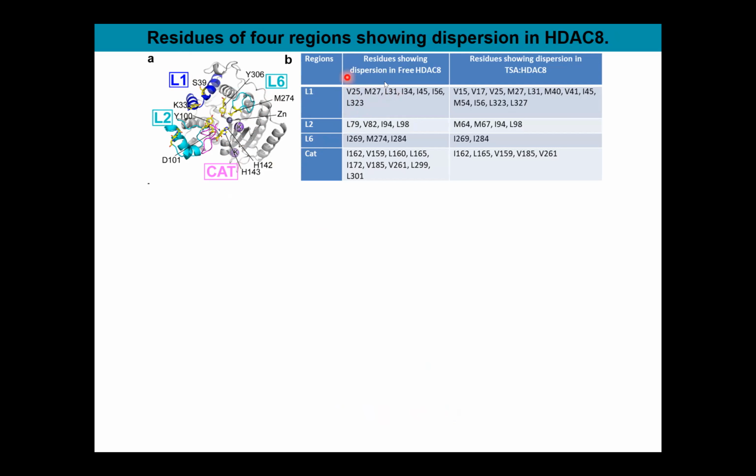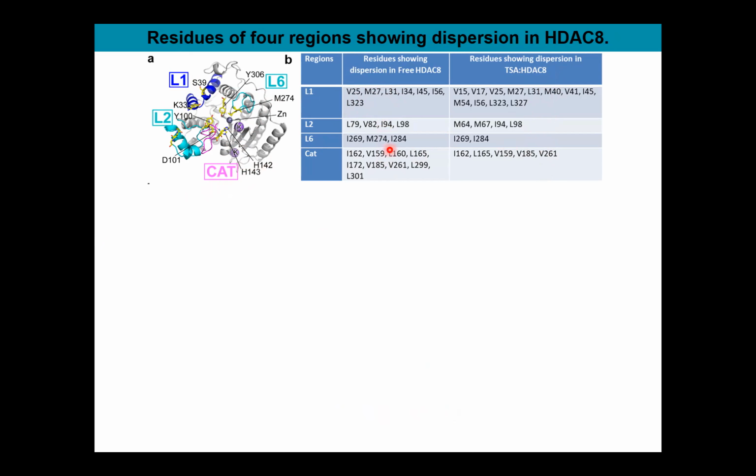This is in the free state. This is in the TSA bound state, where you can see residues showing dispersion in the bound state as well. Now, why do I call this one the catalytic region? Because it has histidine 142 and 143, which are directly involved in the hydrolysis step.